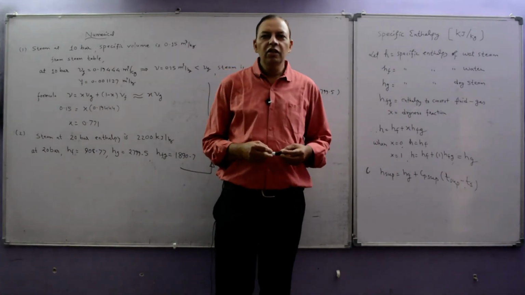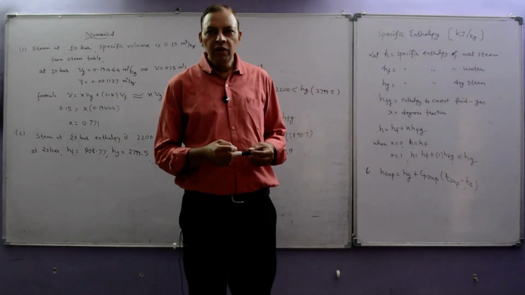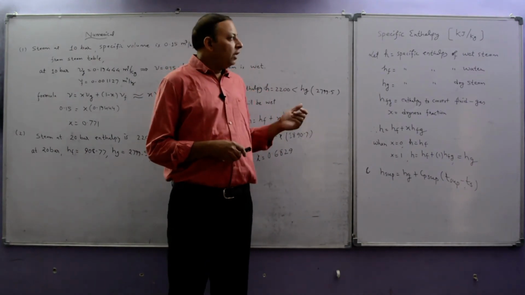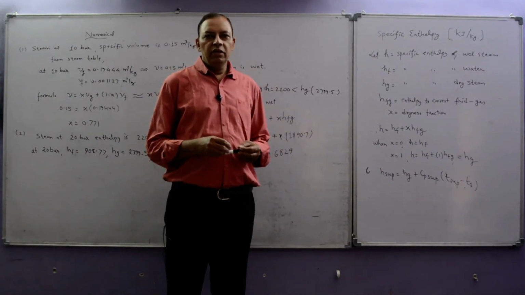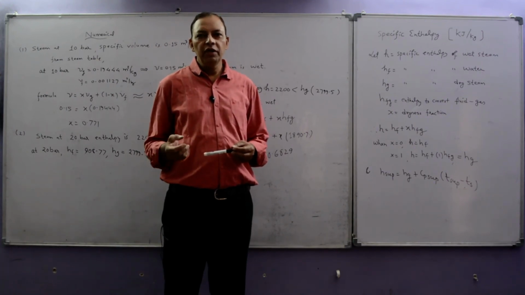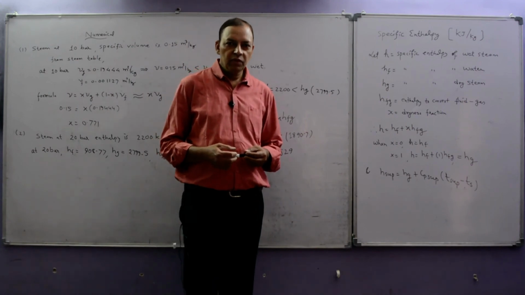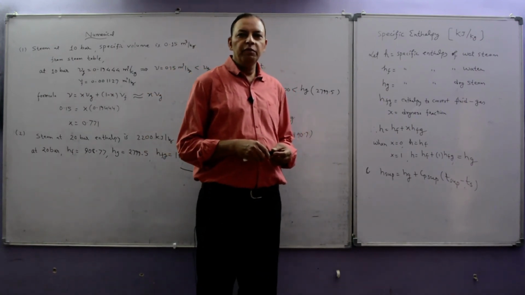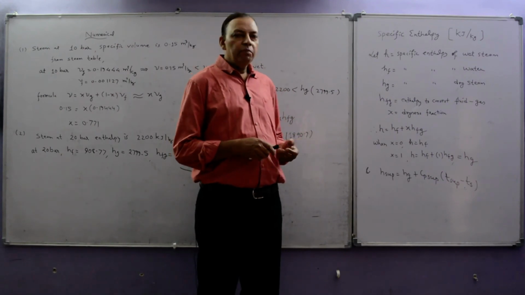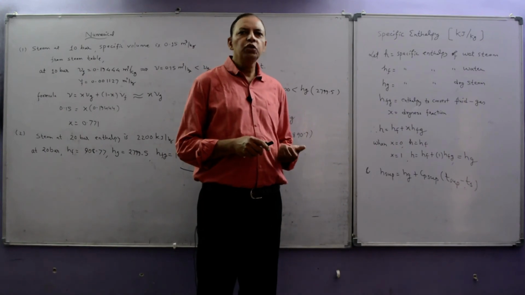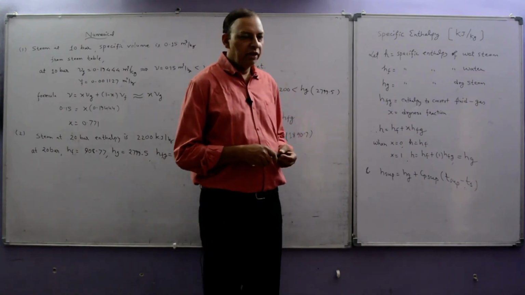Hello students, in continuation of properties of steam, today I will include specific enthalpy and, to identify whether the given steam is dry, wet or superheated, I have two examples. So first of all, what is specific enthalpy? Enthalpy per unit mass, and its unit is kilojoule per kg or joule per kg.